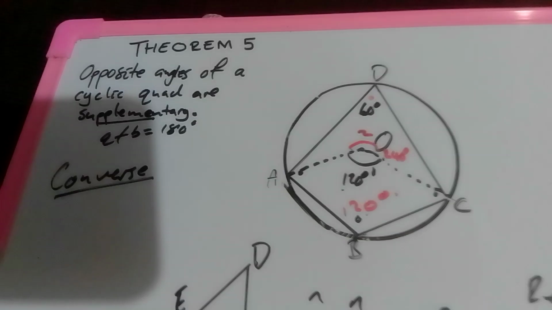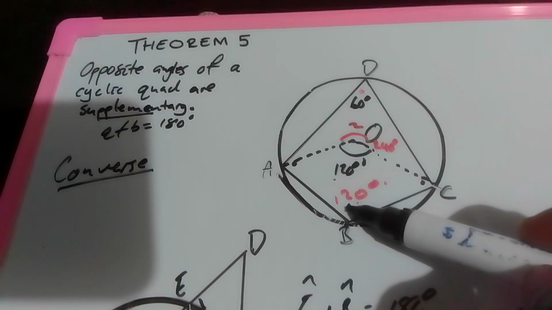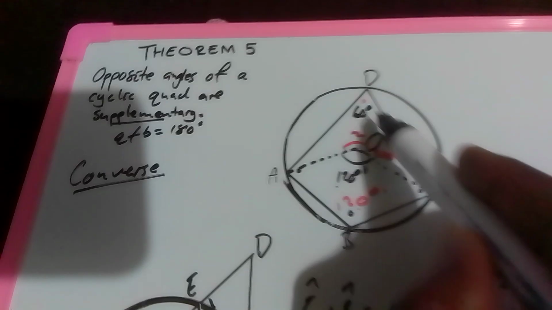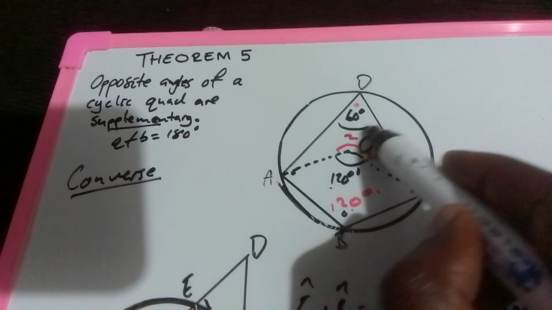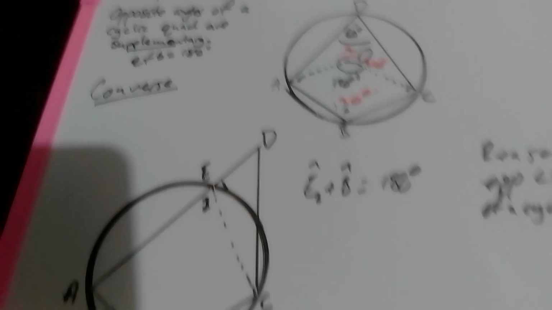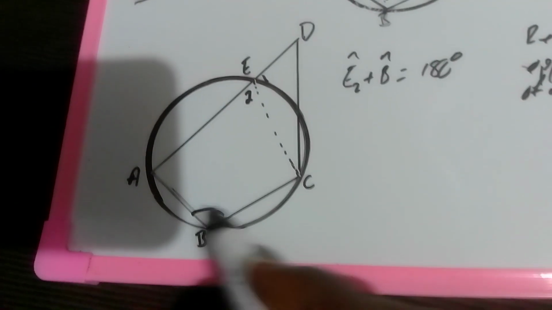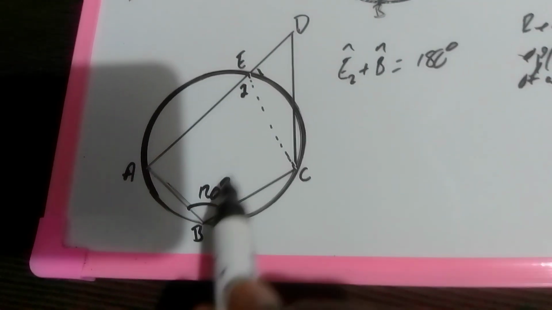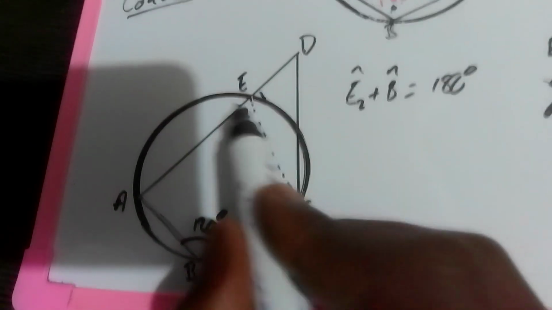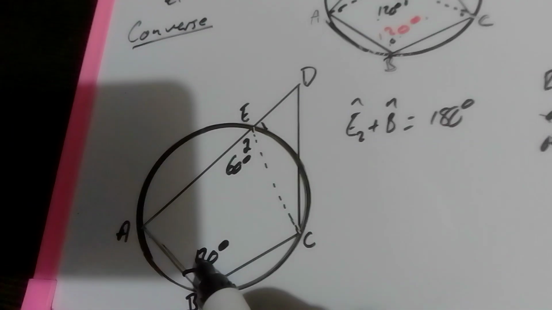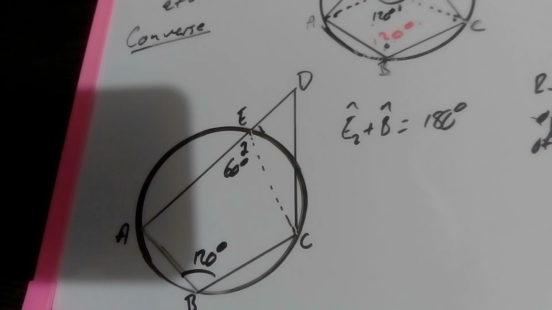Okay, so now I've proven that. But from our previous video, let's just refer back to the diagram. We said that angle B plus angle D are equal to 180 degrees. And we said that angle D was equal to 60. We said angle B was equal to 120. Which means that here we're still having 120 degrees. And if angle B is still 120 degrees, it tells us that angle E2 is equal to 60 degrees, because 180 minus 120 gives me 60 degrees.